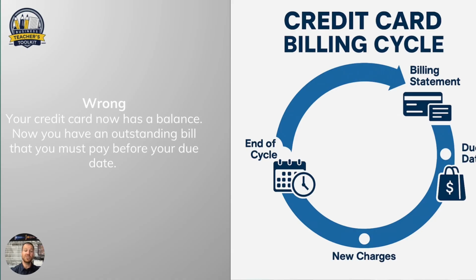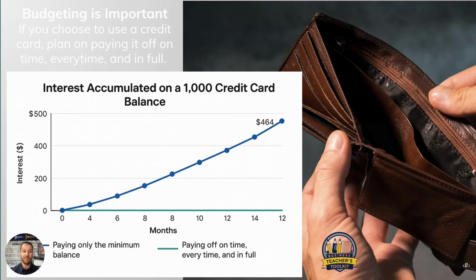The list goes on. So the general idea is this: don't borrow money you can't pay back on time, every time, and in full immediately by the due date. And you'll get that information in your billing statement. And it's so important because if you choose to use a credit card, you've got to plan on paying that thing off all the way. Otherwise, that interest accumulates and it'll take you months, if not years, to pay it off. And the amount of fees you pay with it is insane.